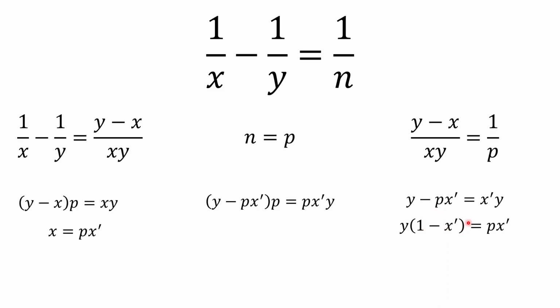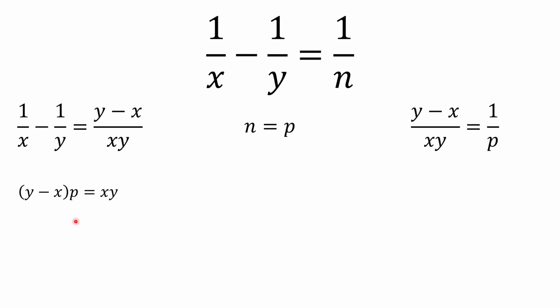So y times 1 minus x prime. So this one comes to the left side. This one goes to the right side. We get to this equation. Obviously, this equation does not have an answer in natural number because x prime is 1 or larger than 1. So this will be either 0 or a negative number, but the right side is a positive number. So this actually is not a solution. This is wrong. This means our assumption that x is equal p times x prime cannot be correct.